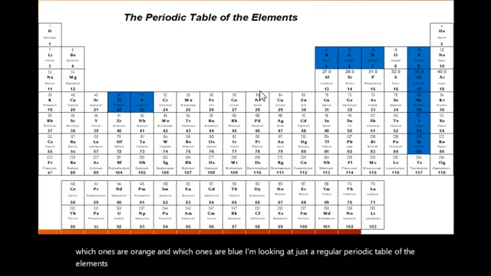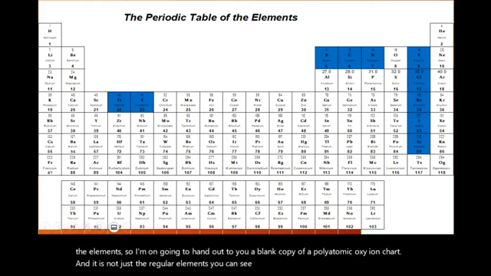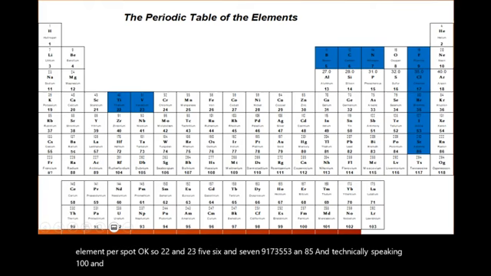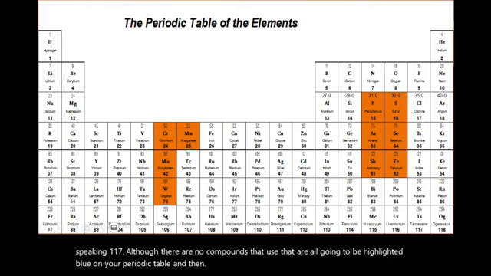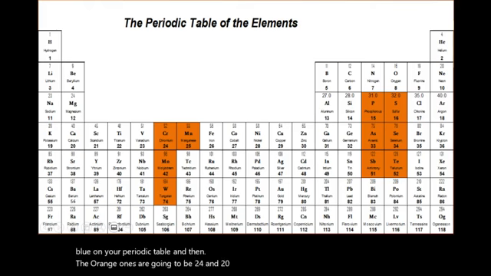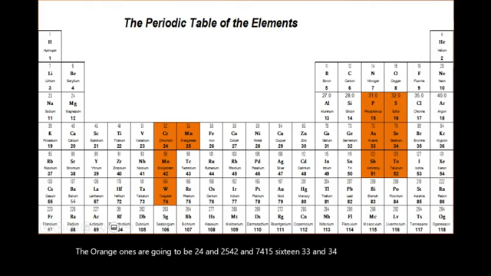So I'm going to hand out to you a blank copy of a polyatomic oxy-ion chart, and it is not just the regular elements. You can see here regular periodic tables just have one element per spot. Okay, so number 22 and 23, 5, 6, and 7, 9, 17, 35, 53, and 85, and technically speaking 117, although there are no compounds that use that, are all going to be highlighted blue on your periodic table. And then the orange ones are going to be 24 and 25, 42 and 74, 15, 16, 33 and 34, and 51 and 52.